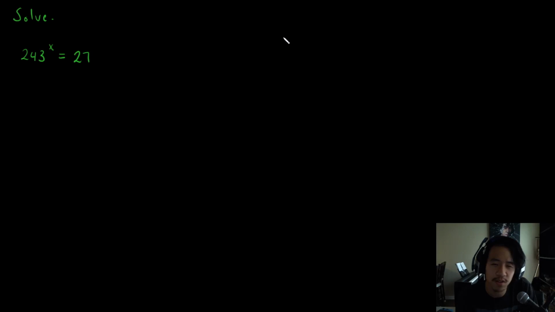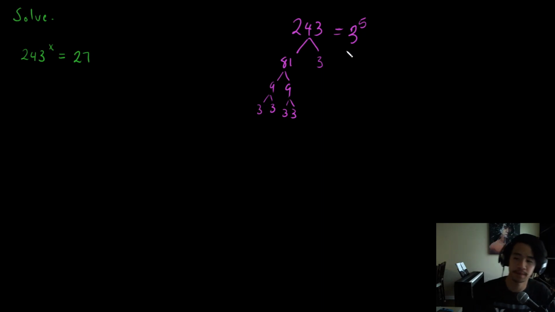So let's go ahead and factor 243. So we have 243 up top. And now you're going to have to say what two numbers multiply to 243. You could pick a lot of stuff, but I'm going to pick 81 and 3. Now 81 is 9 times 9, and 9 splits up to 3 and 3. So we're left with 5 3s. So 243 is also 3 to the 5th power.